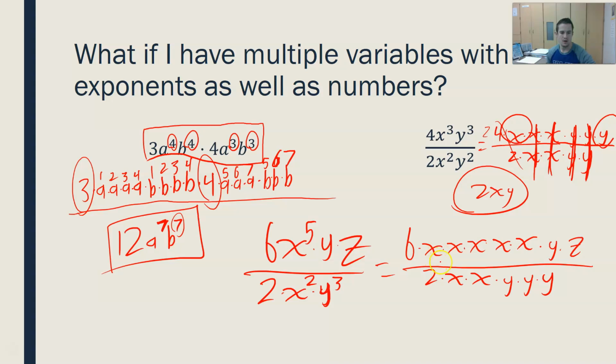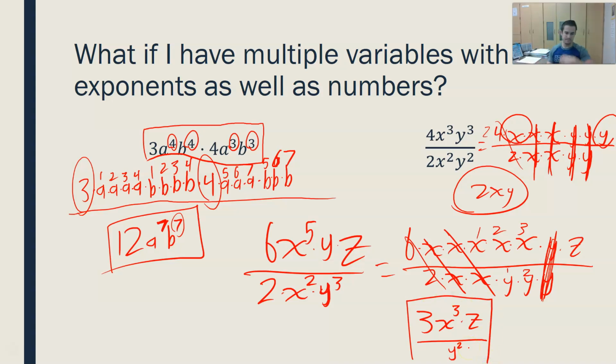Okay. Well, look here. I have a pair of x's that can cancel out. A y that can cancel out. Right? And then 6 divided by 2, that simplifies to just 3. And that leaves me with 1, 2, 3 x's on the top, which I can write as x to the third, times, there's just still a z up on the top. And then in the bottom, what do I have left? Well, the 6 and the 2 canceled to make 3. I have 1, 2 y's, so on the bottom I have y squared. So my final answer here would be 3x cubed times z divided by y squared.